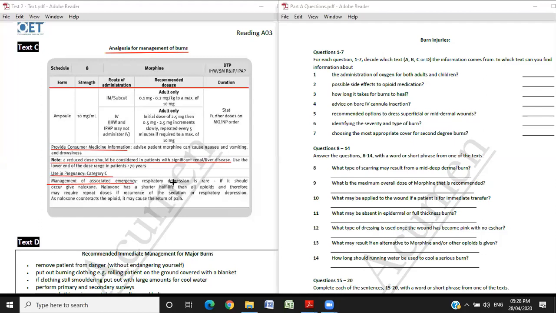So again, you don't read everything that is given here. You just read the headings. So you have information about morphine. It gives you information about the form of morphine, strength, route, dosage, duration, what information should be given to the patient, where you should use less of it, whether it should be used in pregnancy or not, and how to manage the complications. So now match it with 1 to 7.